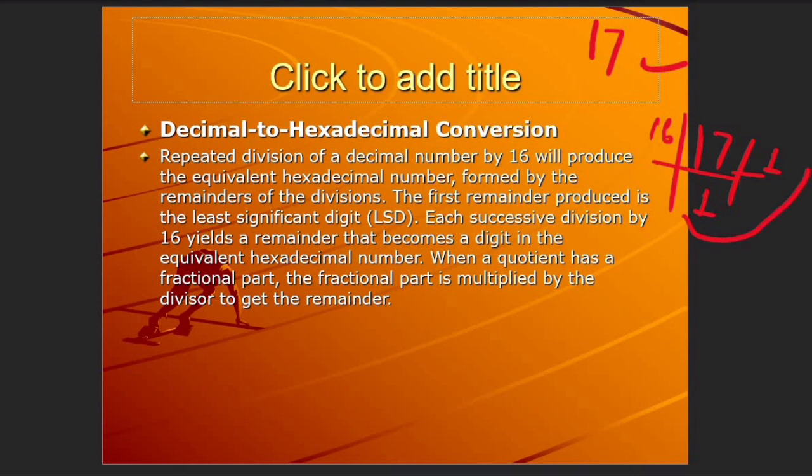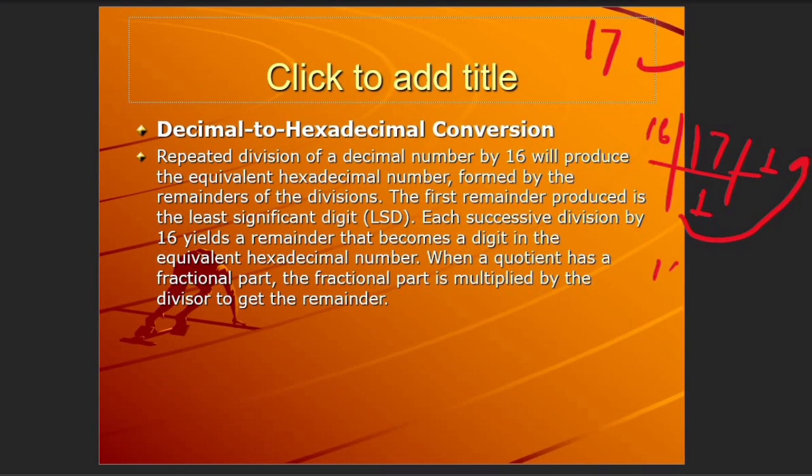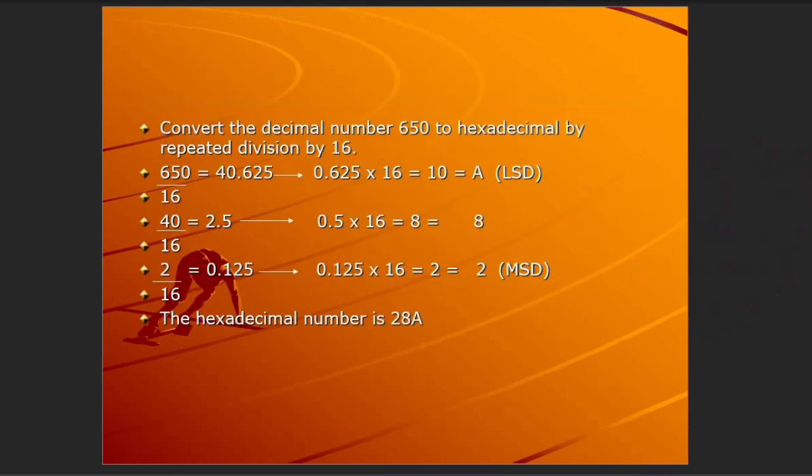So 1 1 will be the hexadecimal equivalent of 17 in decimal. So we can convert decimal to hexadecimal like this. So this is very easy, just like this.